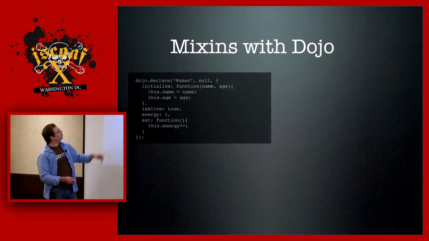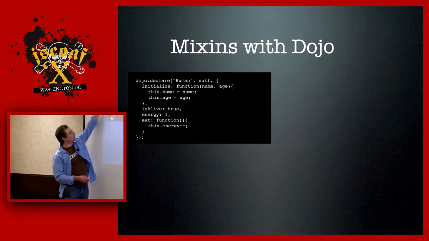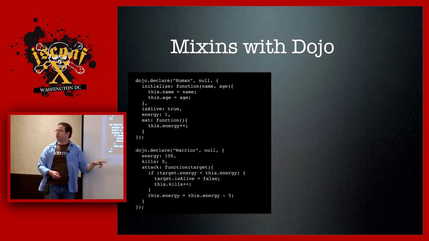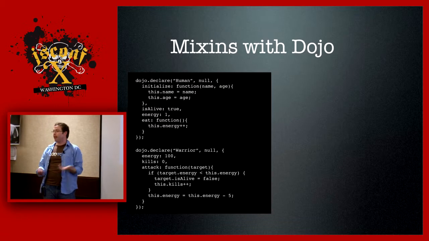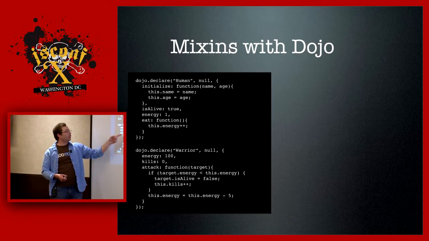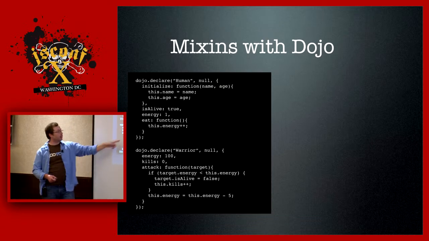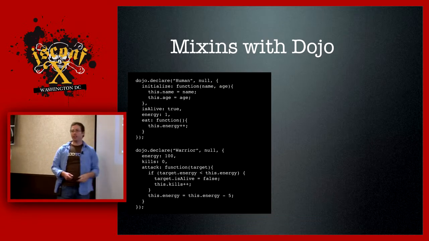So mix-ins. So now we have our human object. Same thing we had in the last slide. We're going to create this class called warrior. And warriors have this notion of, hey, they fight, right? So they have some energy. They have a tracker for how many enemies they defeated. And they have an attack method that says if their enemy has less energy than them, then they win.